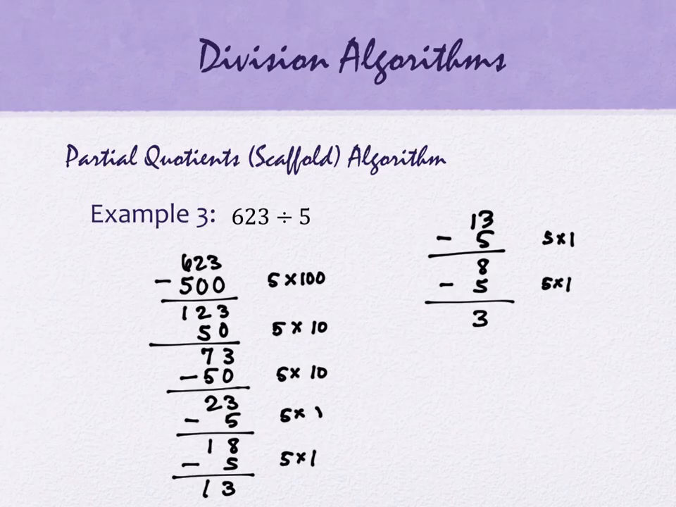I'm done. And if you go back and you capture all the things that you did, you have 100, 2 tens, so that's 20, and 1, 2, 3, 4. 124, remainder 3.